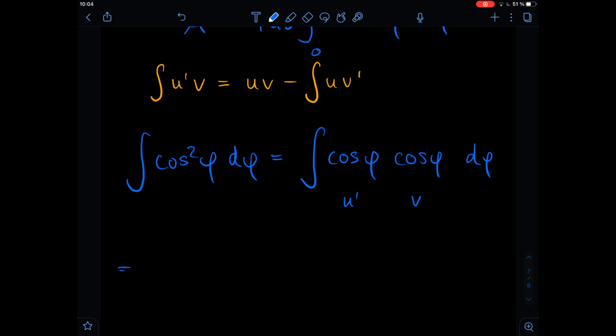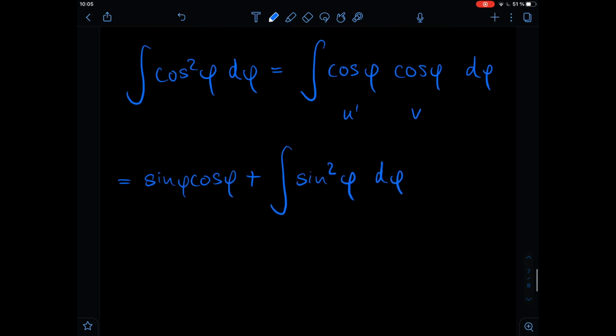So we plug that in. We have sine of phi times cosine of phi minus the integral of, and now we have to take the derivative of v. The derivative of cosine is minus sine, so this minus here gets a plus, and here we have a sine squared of phi d phi. Okay, now you might say, what is that? Now I have a sine squared of phi, like now I have to do the same thing once again. I really don't want to do that.